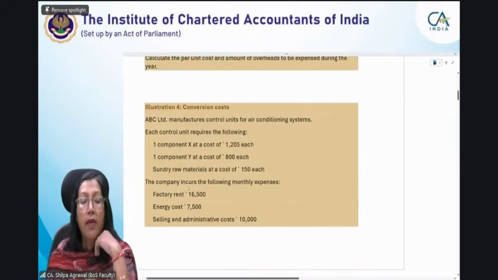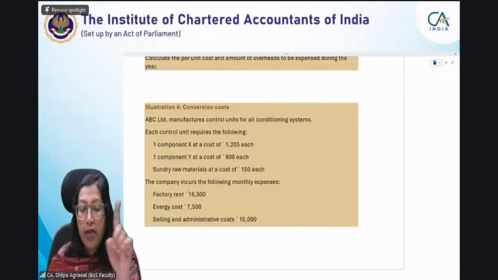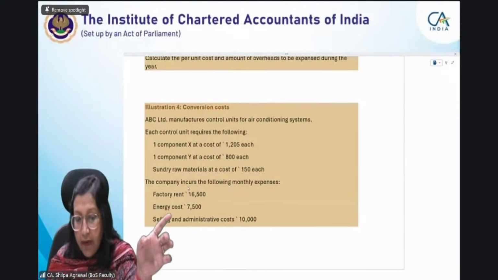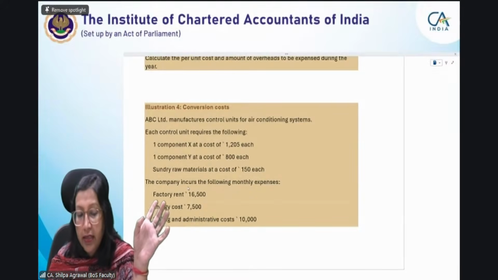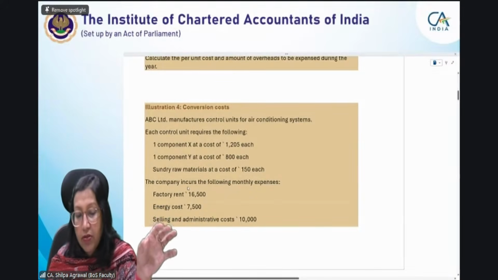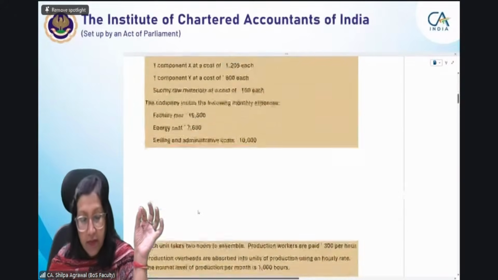Okay. ABC Limited manufactures control units for air conditioning system. Each control unit requires the following. One component X at a cost of 1205 each. One component Y at a cost of 800 each. Sundry raw materials at a cost of 150 each. The company incurs the following monthly expenses: factory rent, energy cost, selling and administrative cost.